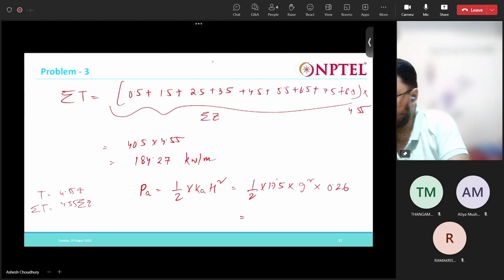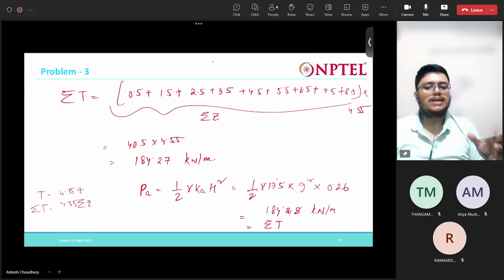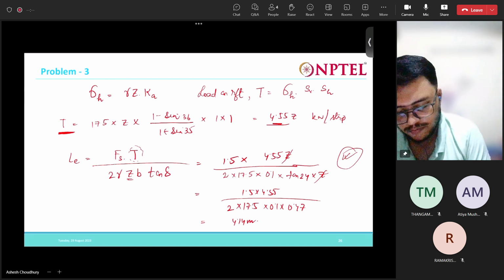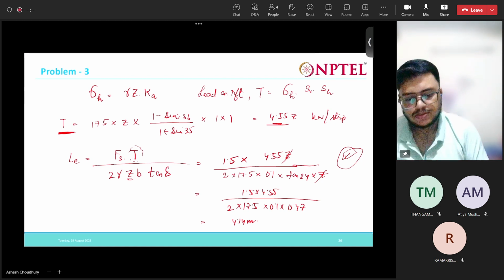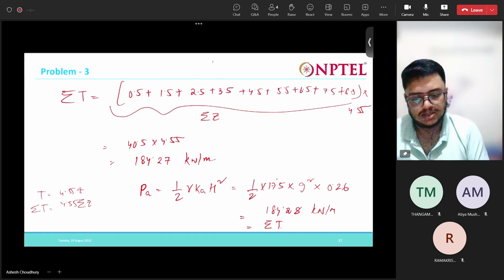So it will be the same, 184.28, which is equal to summation T, right? So total PA is actually distributed as tensile load on each of the reinforcement, right? Just a cross check, okay? Just a cross check, back calculation, nothing else.